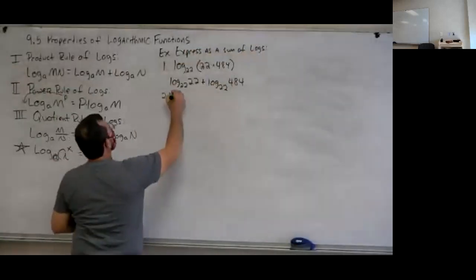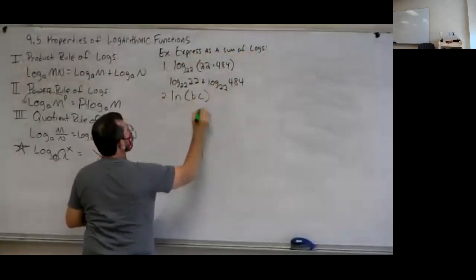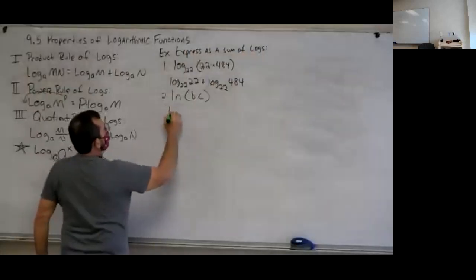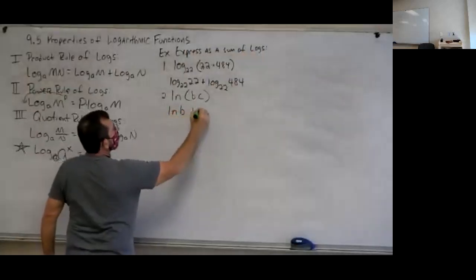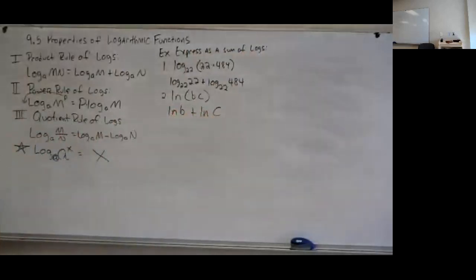All right, let's try one for LN. LN of B times C. So I want to distribute the LN to both of those factors and rewrite it as addition. So I get a LN of B plus the LN of C. And that's it.